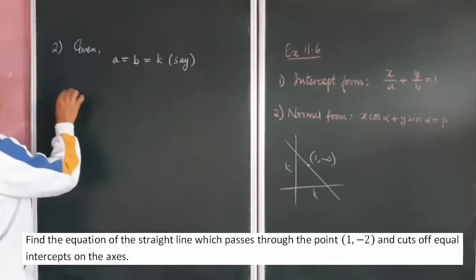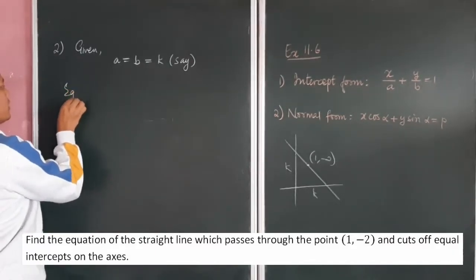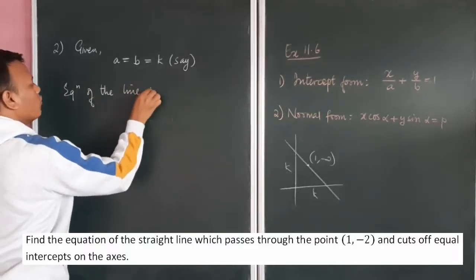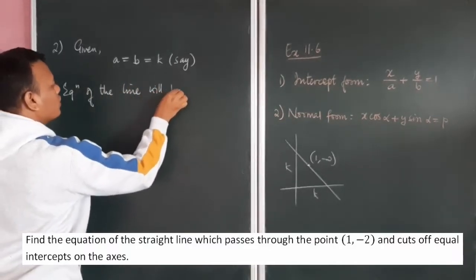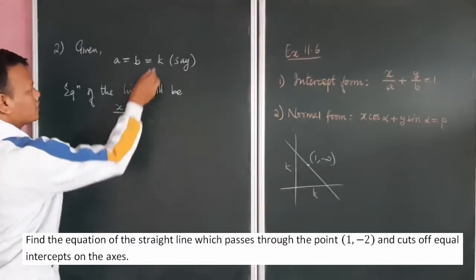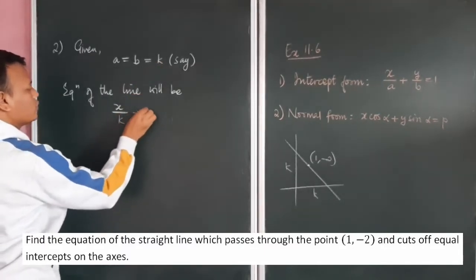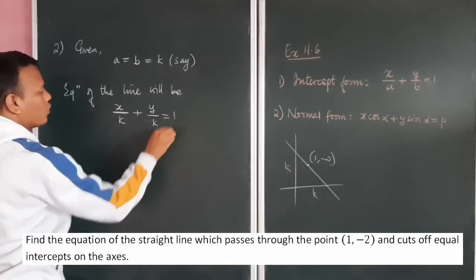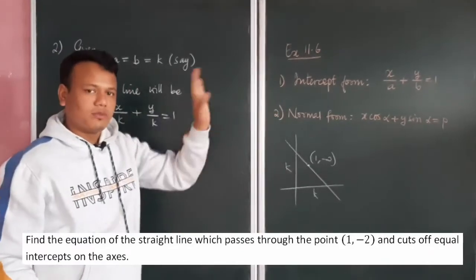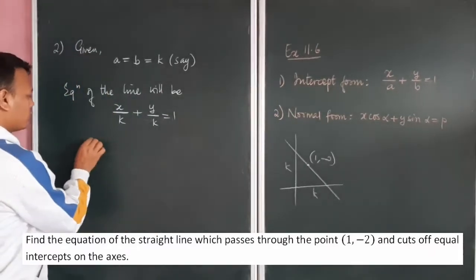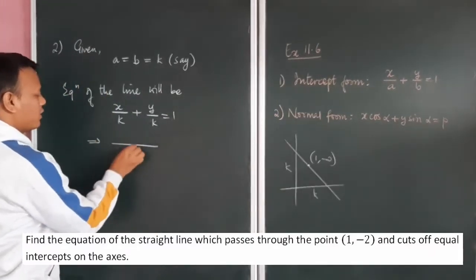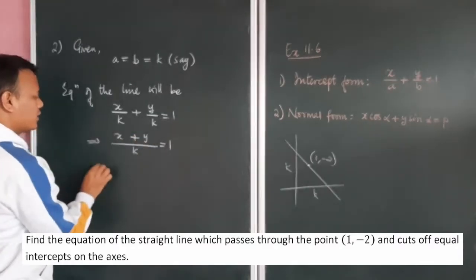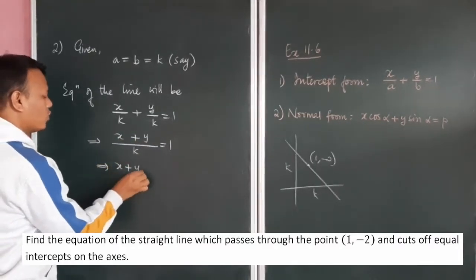Now the equation of the line will be x by A, what is A? A is equal to k, plus y by B, and what is B? B is also k, equals 1, using intercept form. As I said earlier, you will simplify it, LCM is k, so from here it is very simple, that is x plus y equals k.